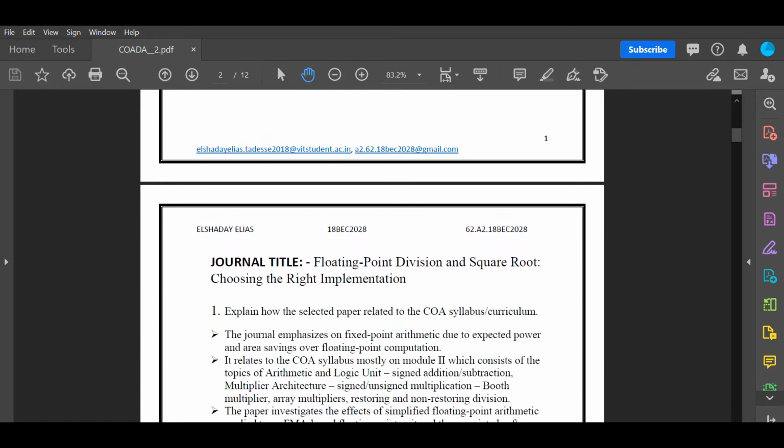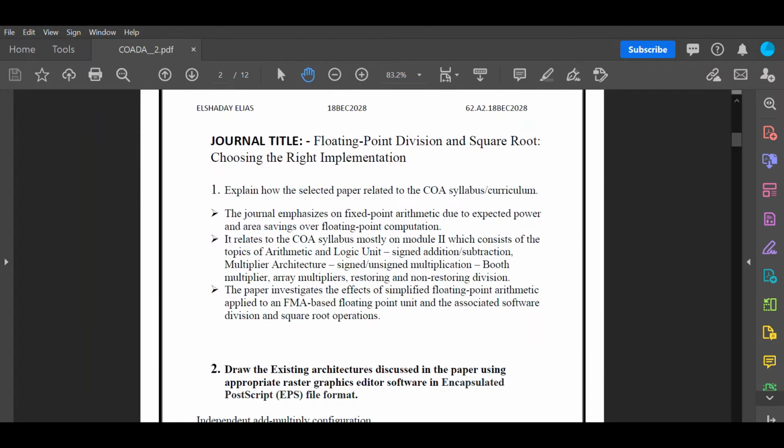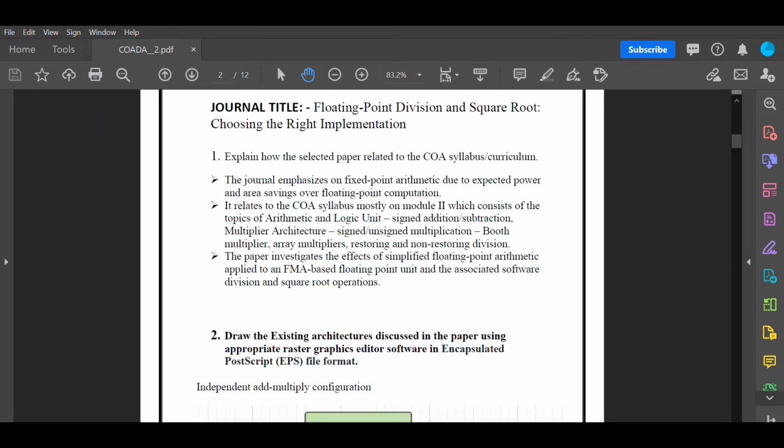So I'm going to answer questions from digital assignment 2. The questions are based on a journal, and I have chosen my own journal, which has the title Floating Point Division and Square Root, choosing the right implementation. So I'm going to answer based on this journal.